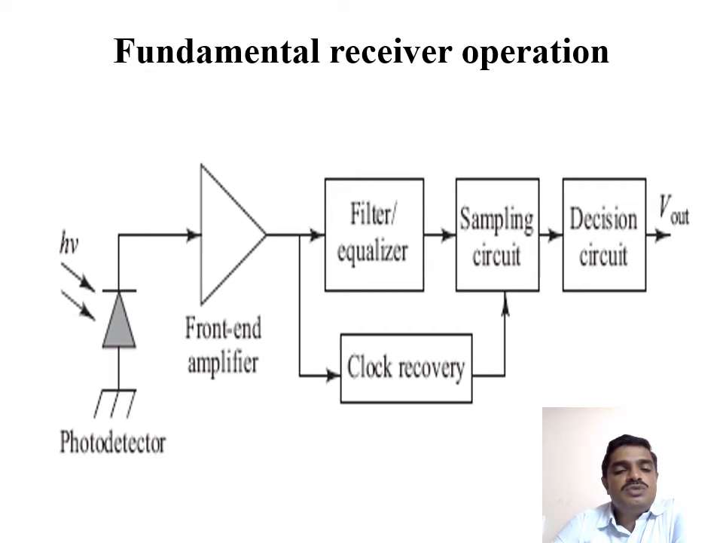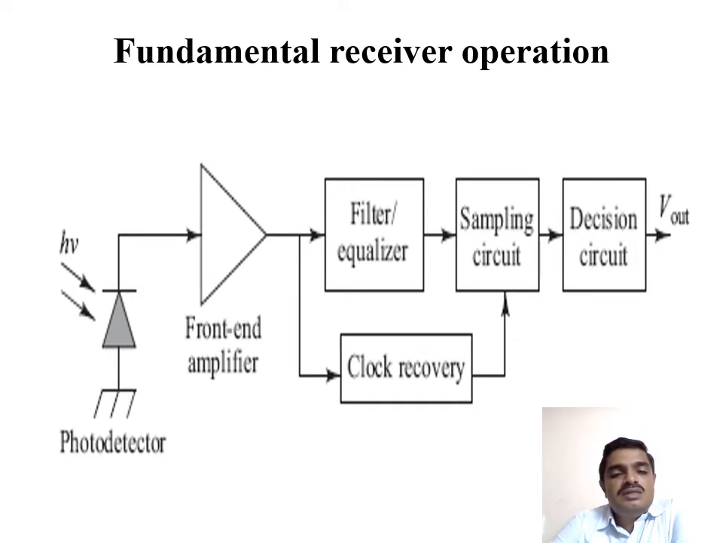Initially here we have used a photodetector. It may be a pin photodiode or an avalanche photodiode, whichever we have designed and selected. Once we give input light energy to this pin photodetector, it has to detect it and convert the light energy into electrical energy. The photodetector produces an electric current which is proportional to the received signal.